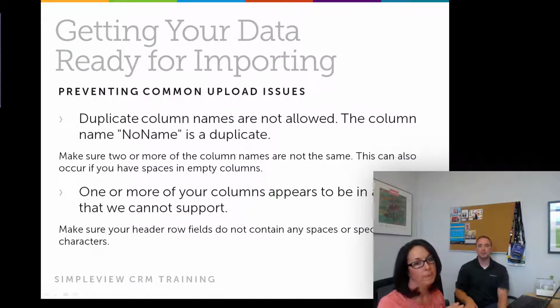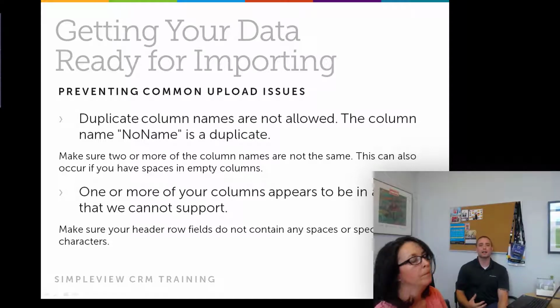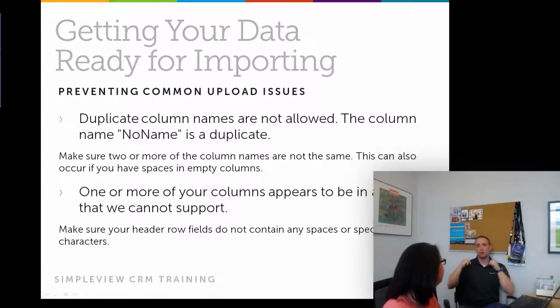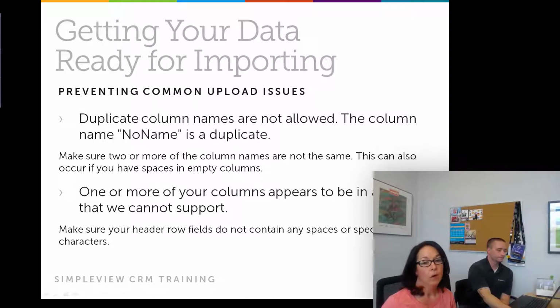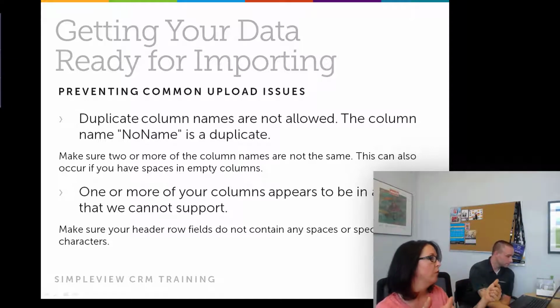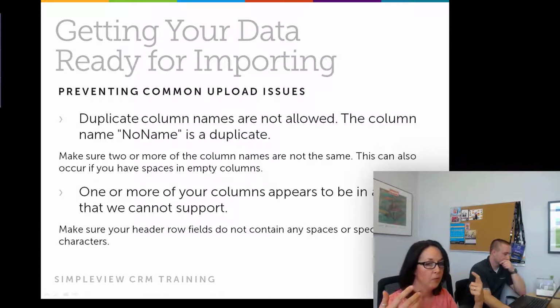So there we go. The first one, duplicate column names are not allowed. The column name, no name, is a duplicate. What does that mean? That means that you have mapped your column wrong, or the data is bad. So in other words, the system is looking at your spreadsheet and it's looking at the column names. If you've got one column in there that's named the same way, so if you've got full name in there twice, or if you've got first name in there twice, or if you've got address 3 in there twice, it's going to look at it and say, okay, you've got the same one in here. I can't map it because I'm seeing that same column name twice.